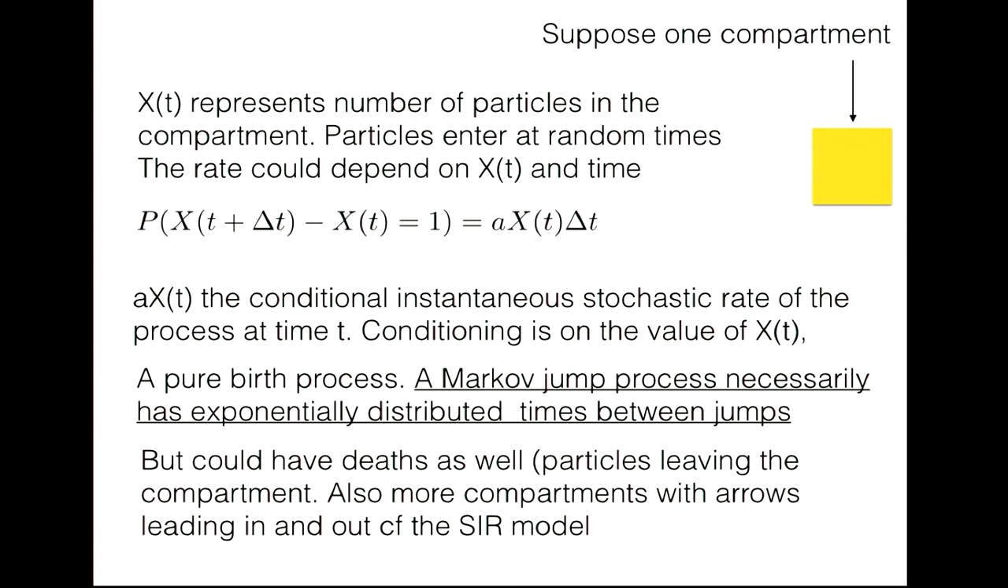You could have stuff added, stuff leaving as well, the same as particles leaving the compartment. You could have more compartments with arrows between them leading in and out. For example, if you looked at the SIR model, which is really saying take something from here, put it there, take something from here, put it here, remove it, add it, etc. So all of these have the same interpretation in terms of the adding and the removing of particles conditioned on various quantities that we prescribe. For example, the rate at which a susceptible individual becomes infected is conditioned on the number of infected individuals already present.